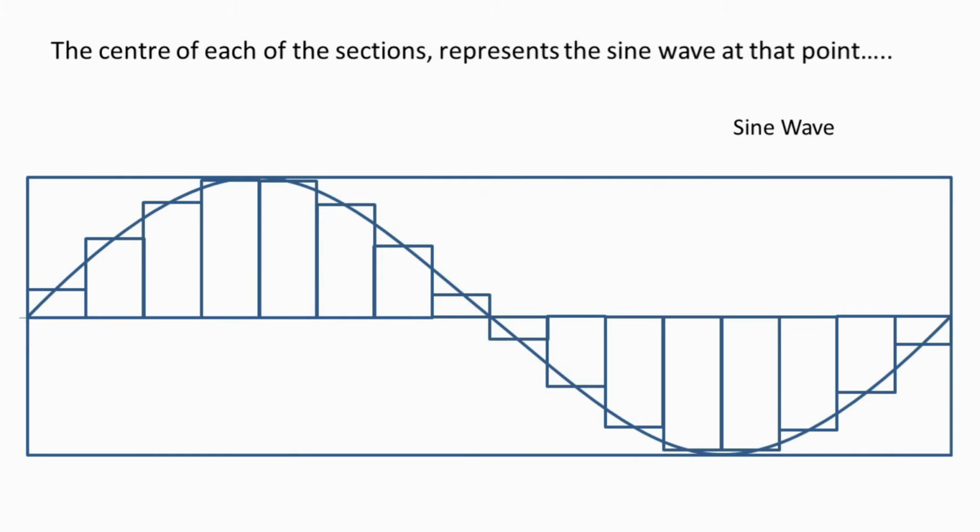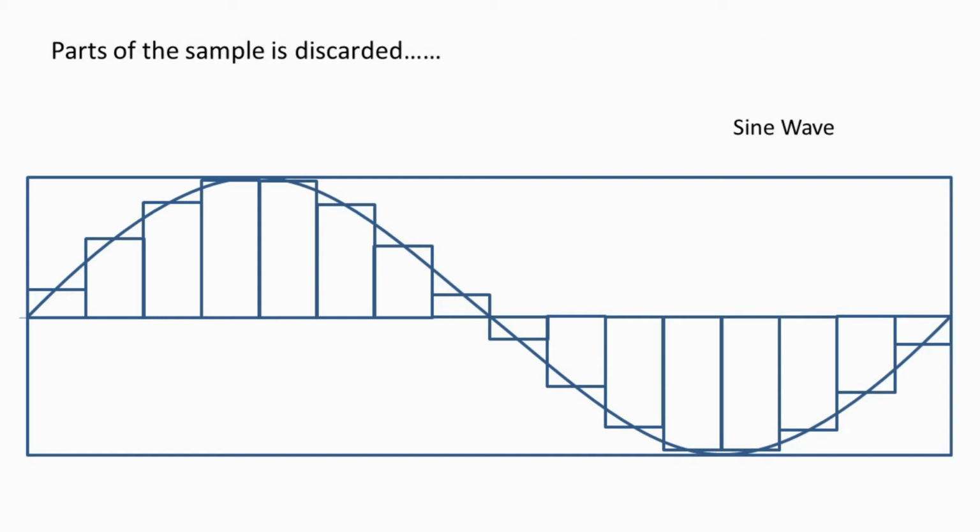The center of each of these sections actually represents the sine wave at that point. The sine wave travels through the center of the top of the rectangle. Part of the sample, however, is discarded. Because it is only a 4-bit sample at this stage, there will be pieces that do not match up completely with our sample. I've highlighted them in red. As you can see, they will not be converted properly into the digital signal.